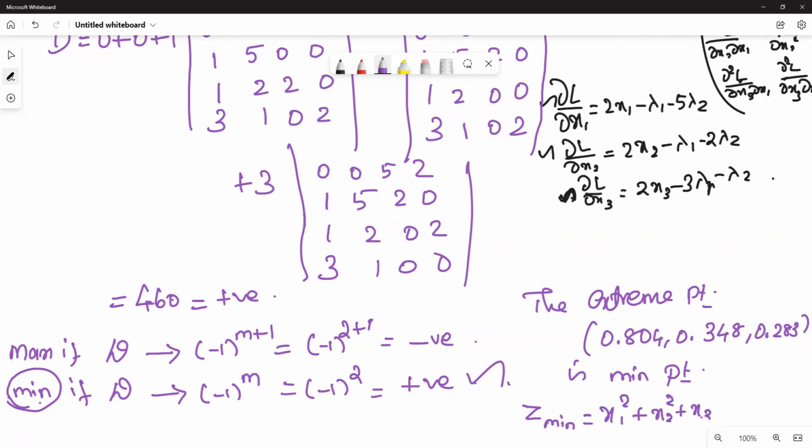+ x3², we have to substitute the values 0.804, 0.348, 0.283 in place of x1, x2, x3. If I substitute and simplify, I'll get 0.8476. We can check this value. When I substitute x1 as 0.804, x2 as 0.348, x3 as 0.283, I'll get the Z value as 0.8476, which is the minimum value of Z, because we have got the minimum from the bordered Hessian matrix. Okay, hence we can conclude the problem. Thank you.